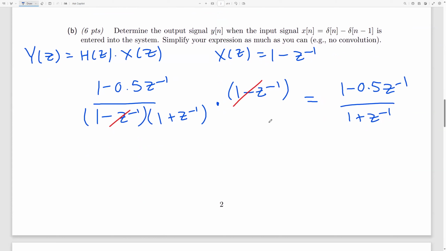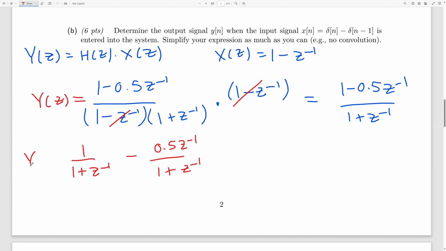And you can just split this into two. So you can say, well, this is 1 over (1 + z^-1) minus 0.5 z^-1 over (1 + z^-1). And let's see, can I write this any properly? I just write this as Y(z).